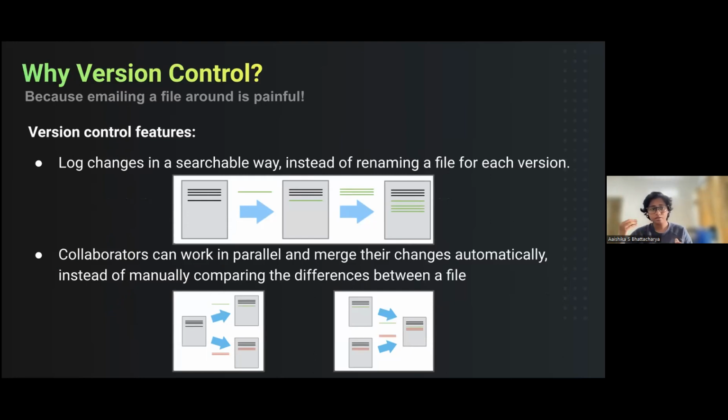So two very important features of version control system are that you can log changes in a searchable way. So instead of renaming a file for each version, you can actually work on the same version and you can commit or add as many changes as you want to. And if, say, for example, your code breaks because of certain edition, you can always roll back to the previous edition instead of going Control-Z.